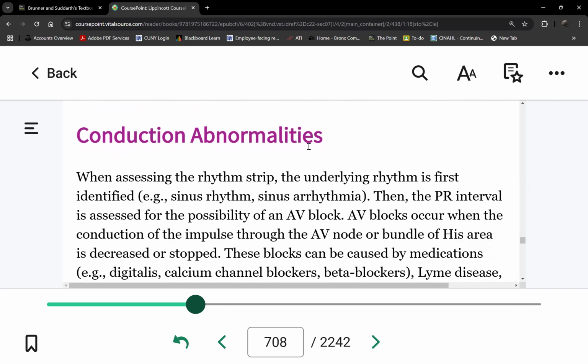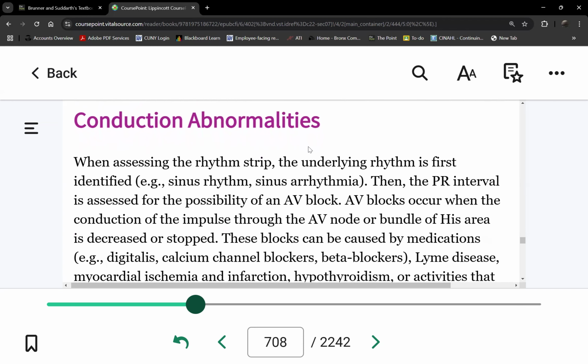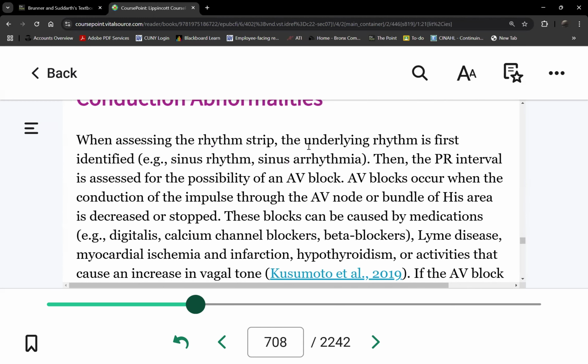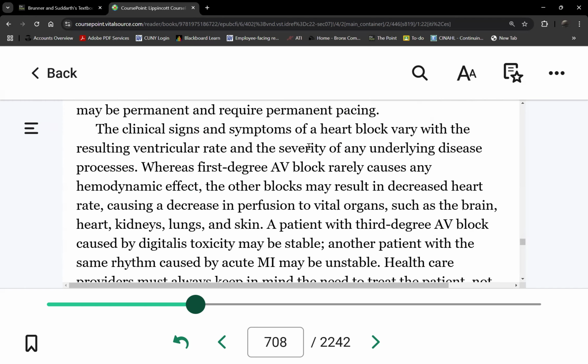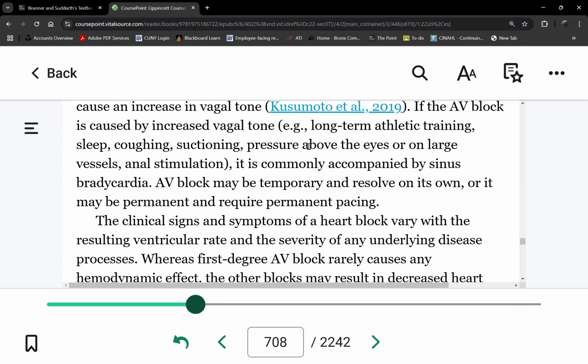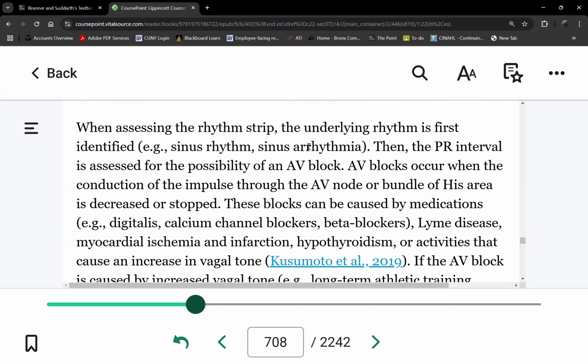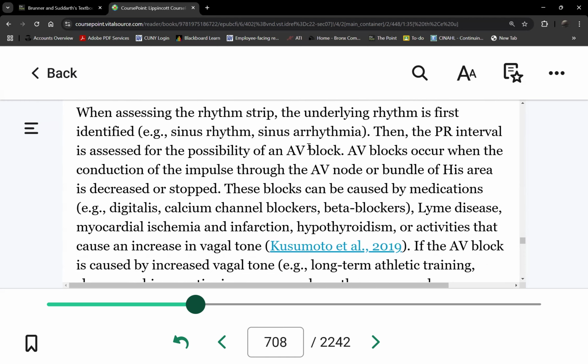Okay, we're finished with ventricular dysrhythmias. Now let's do conduction anomalies. There are 4 conduction problems. When we say conduction, we're talking about the electrical conduction from the SA node to the AV node. There are 4 types of heart blocks. Let's talk about the first one. These are some of the causes of heart blocks. You've got medications. Remember, we talked about medications. What do all antidysrhythmics do?